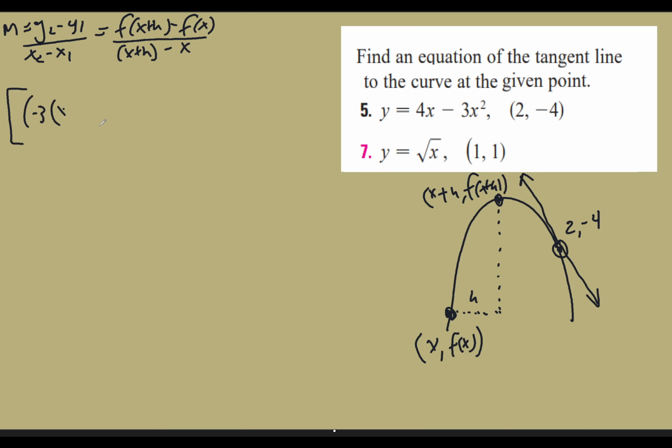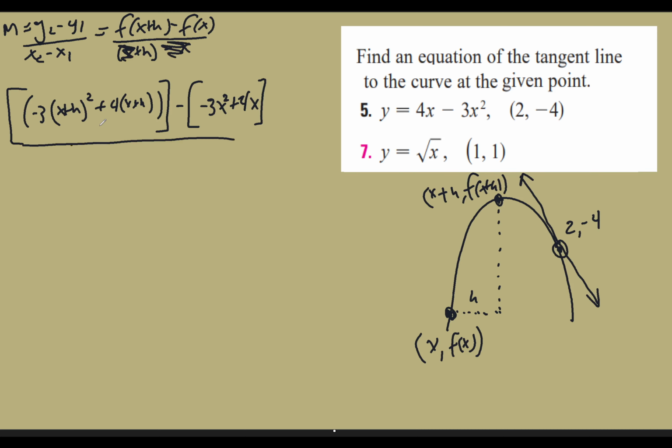-3(x plus h) squared plus 4(x plus h), like that. Maybe I used too many parentheses, but better too many than not enough. Minus (-3x squared plus 4x). And then at the bottom, notice, of course, that these immediately cancel out, so we'll just go ahead and put h down there for now. In fact, I'd like to have the space. I'm going to put it over here. Now I need another parenthesis like this. Too many parentheses. Doesn't matter.